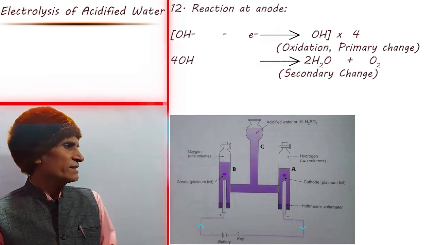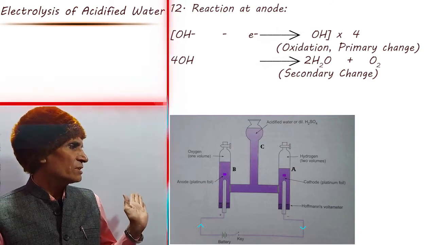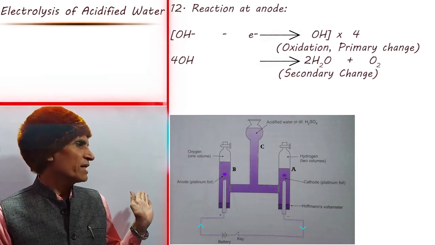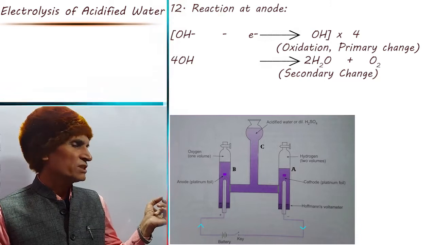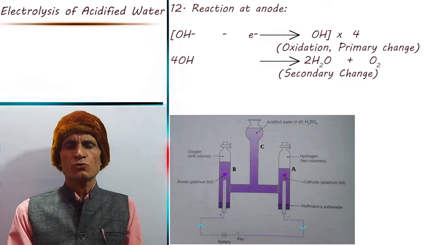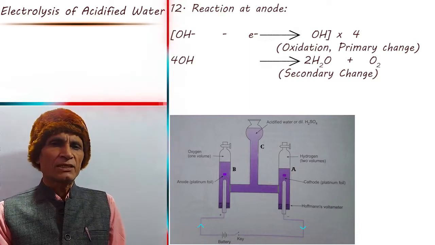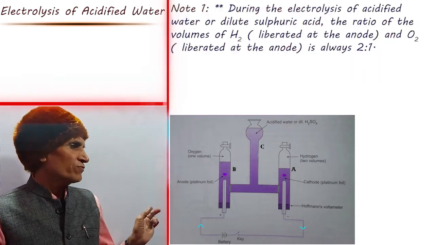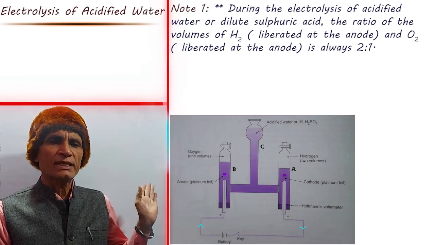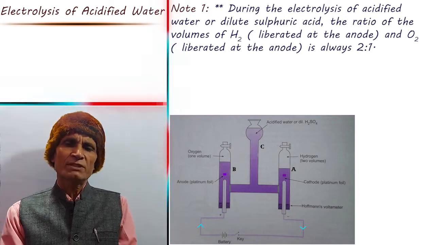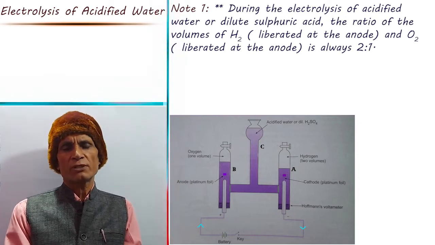Now, the next point is the reaction at the anode. The reaction I have given there: OH minus loses an electron, the primary reaction. Then OH interact together to form H2O plus O2. Next point, the volume of hydrogen and oxygen produced at the cathode and anode respectively is in the ratio of 2:1.